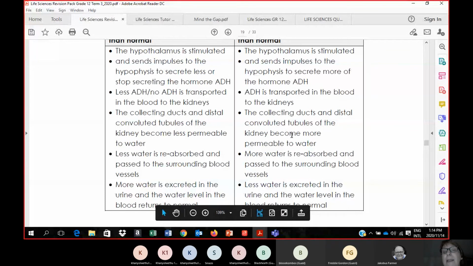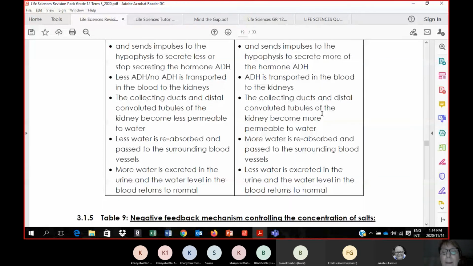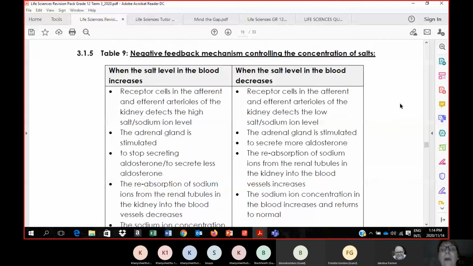Okay, and then obviously the opposite happens. Let's say it's a boiling hot day and you forgot to bring your juice and your water to school, and you've been doing sport all afternoon and you've lost a lot of sweat as well. Then the opposite has to happen, because obviously then your kidneys need to conserve water, and that water mustn't be excreted in the urine. Okay. Then you also need to do the negative feedback mechanism, which controls the concentration of salts.